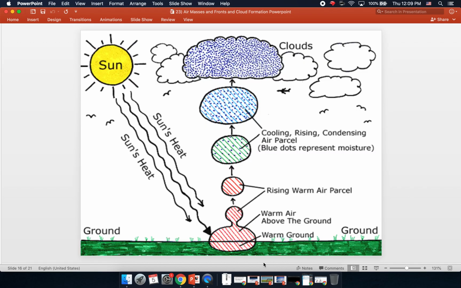All right, so here we can see we have the warm ground. We have air touching it. That air is warmed. It begins to rise, and then as it rises, it does cool, and when it cools enough, the water vapor in that cloud condenses. It starts to go back to a liquid from a gas, and clouds form.